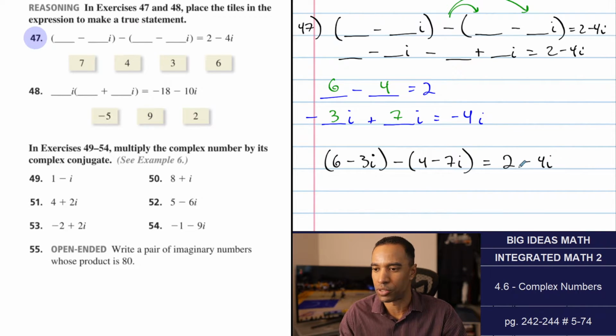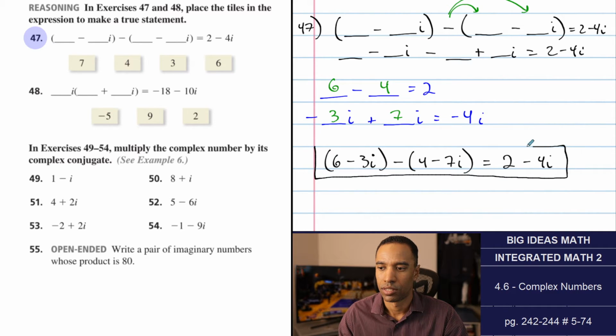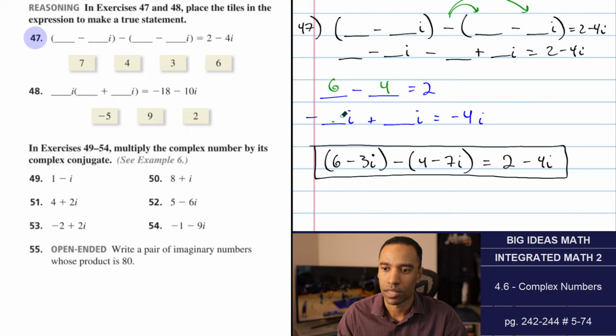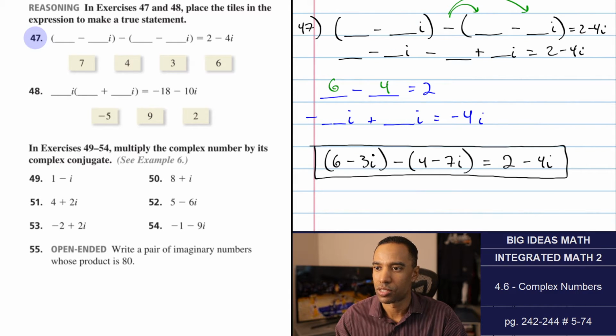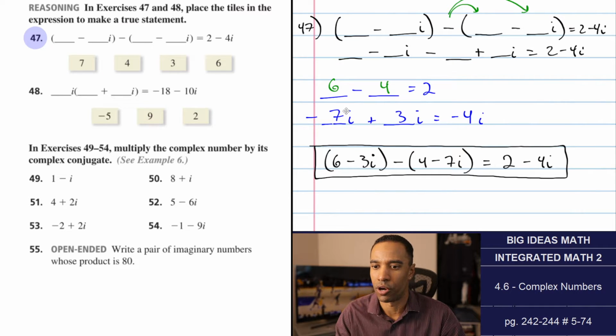Let's see if we can kind of mentally confirm that that is correct without distributing a negative. But 6 minus 4 is 2, and negative 3i minus negative 7i. Oh, that didn't work. Oh, it needs to be negative. Oh, I messed up. I thought it needed to be positive 4. Good thing I confirmed it. Negative 7i plus 3i. So, let's do that one more time.